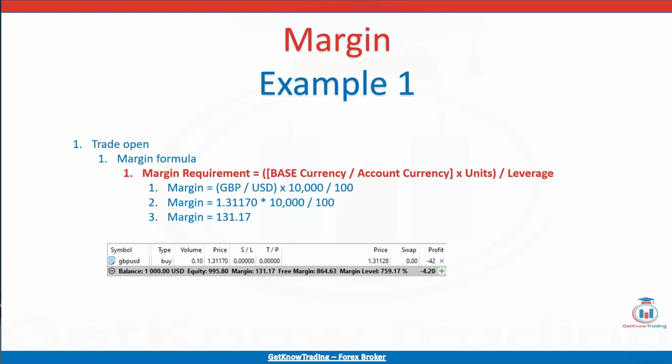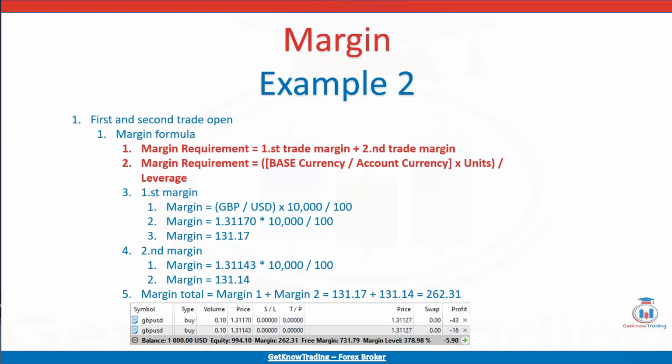In my case I am using a mini lot size, which is 10,000 units of base currency. And when I calculate all that, I need to divide that by the leverage I am using. I am using 1 to 100 leverage, so the result for margin is 131.17. The broker has taken 131.17 US dollars aside for the trade I have open. And this money I cannot use for trading, so if the trade goes against me and I start to lose money, I cannot lose the margin amount that is set aside. That amount is not available for trading.